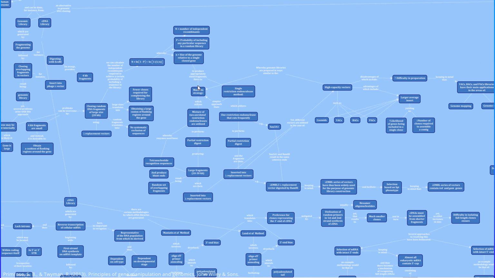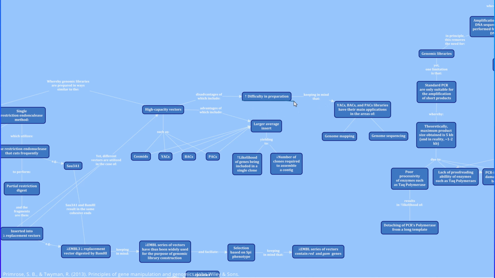So we said that for the Maniatis strategy and the single restriction endonuclease methods, we can insert into lambda replacement vectors for both. Yet different vectors can also be utilized in the case of genomic library construction. So we can use high capacity vectors such as cosmids, YACs, BACs, or PACs. There are disadvantages. There are difficulties in preparation of some of those high capacity vectors. So you have to keep in mind that there's increased difficulty in preparation of those high capacity vectors such as cosmids, YACs, BACs, and PACs.